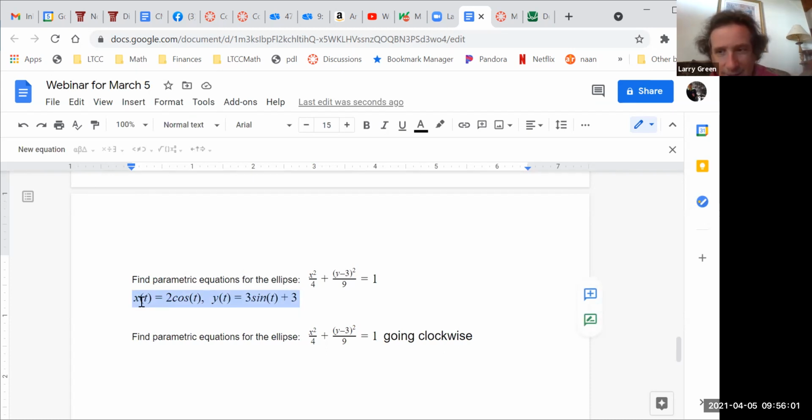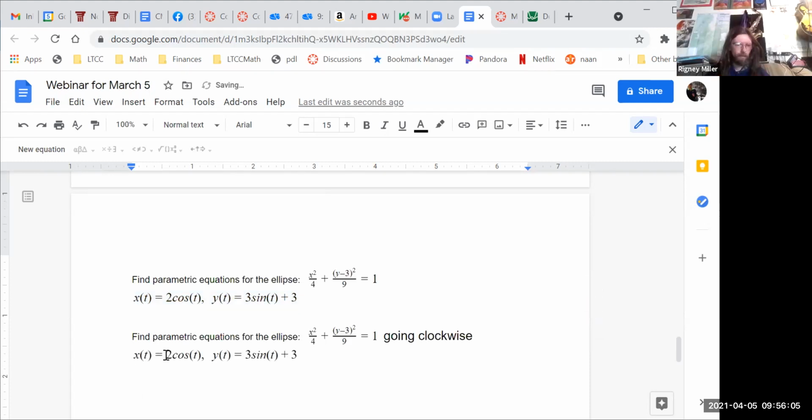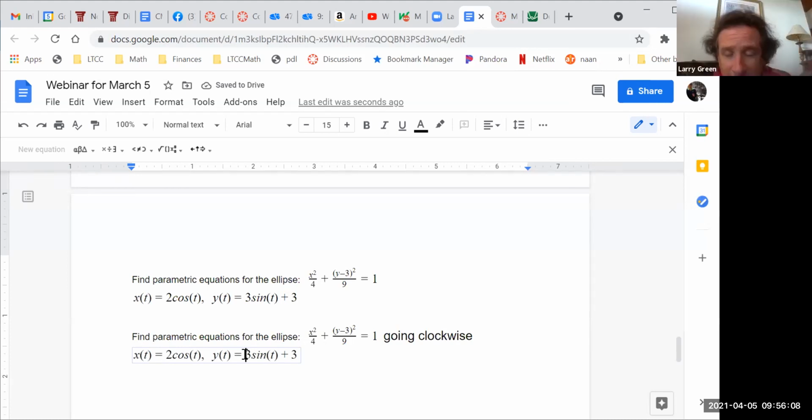Would it just be negative on both terms? Not putting a negative on both of these, but a negative on the t's. So then you're changing the direction of time. Does that make sense? And that'll go clockwise instead of counterclockwise. And that will work.